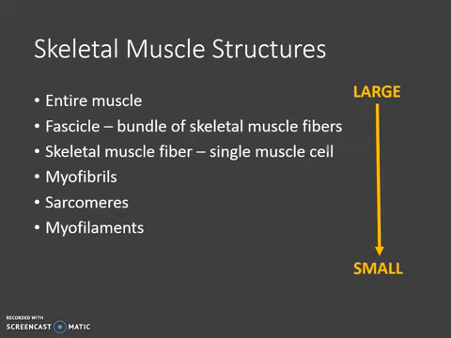Now within a skeletal muscle cell or fiber, we have structures called myofibrils. These myofibrils contain myofilaments that are organized in structures called sarcomeres. We'll take a closer look at these different structures as we look at the structure of the skeletal muscle cells more in depth. First, let's take a look at the entire muscle and then fascicles and skeletal muscles to see how they are connected but also separated from each other.